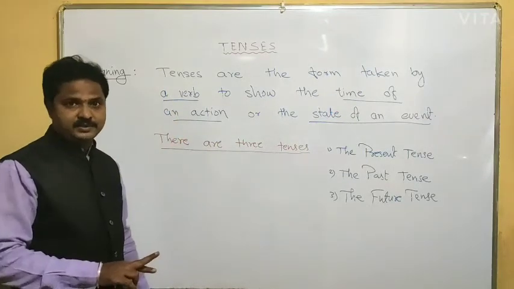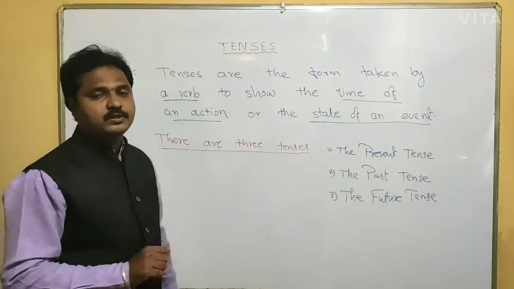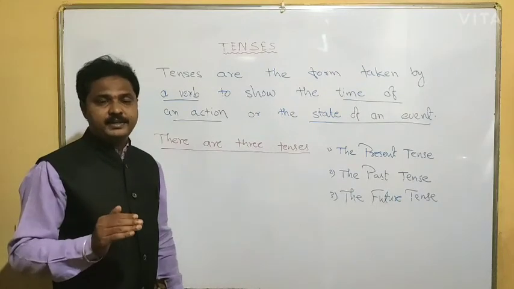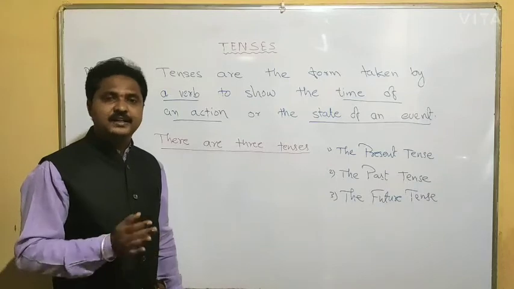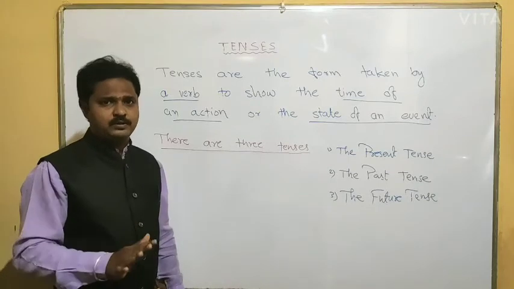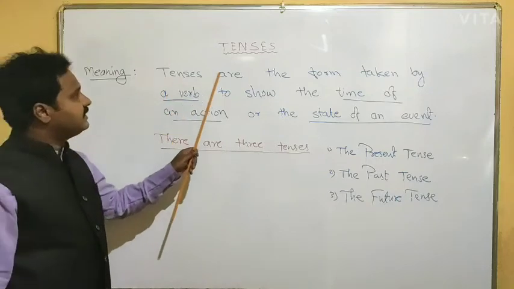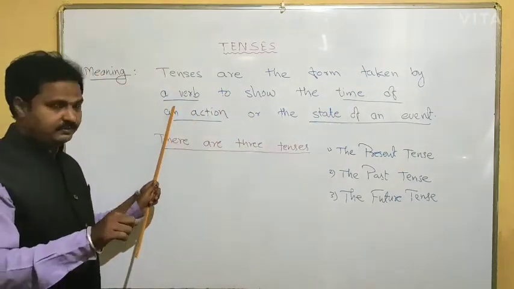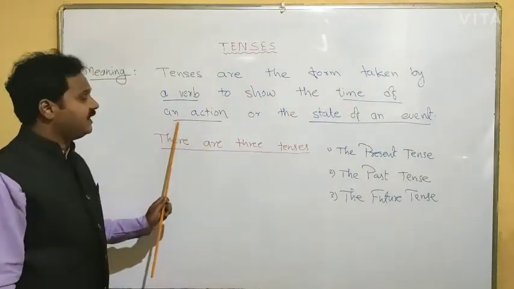Verbs are of two types. That is main verb, which shows action, and the auxiliary verbs. Auxiliary verb completes the meaning. That means am, is, are, was, were, shall, will, have, has, had, do, does, did, and modal auxiliaries. We have seen that one. So first, once again, see: tenses are the form taken by a verb to show the time of an action.